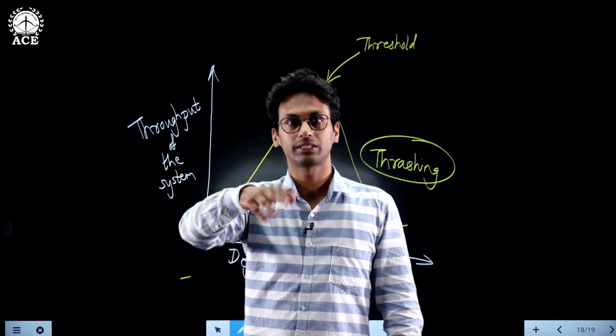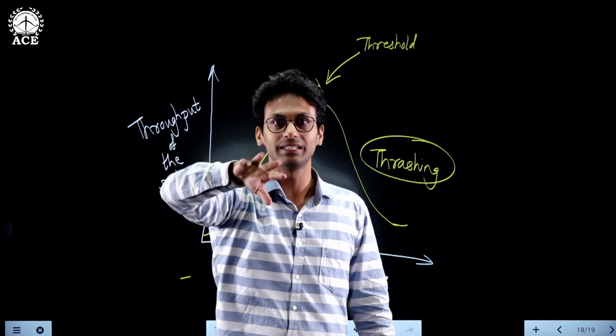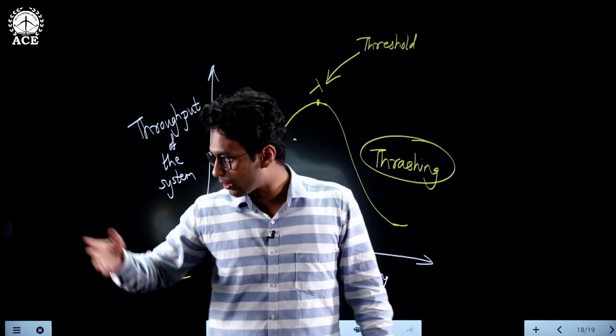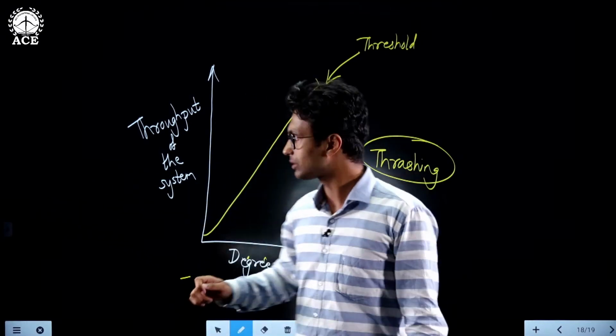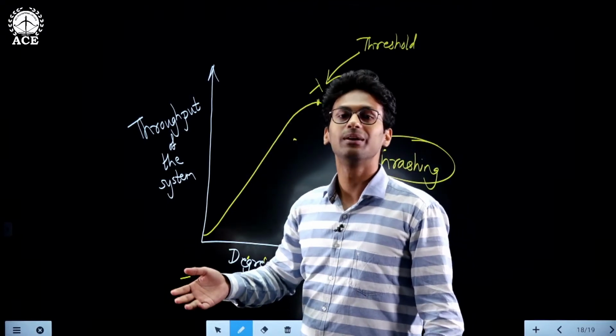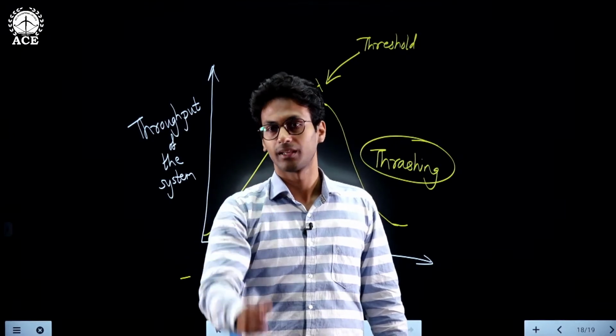Or you can also tell the mid-term scheduler to suspend some of the processes, from ready state to suspend ready state, isn't it? Are you getting it? The mid-term scheduler can suspend some processes and control thrashing. Or the long-term scheduler will bring only a limited number of processes till this threshold point, not more than that. That way you can avoid thrashing. I hope you got how to avoid thrashing.